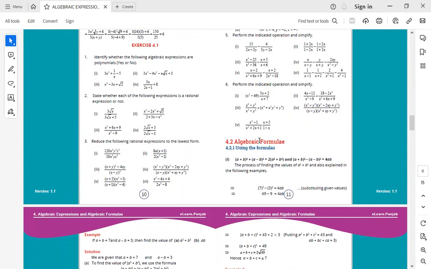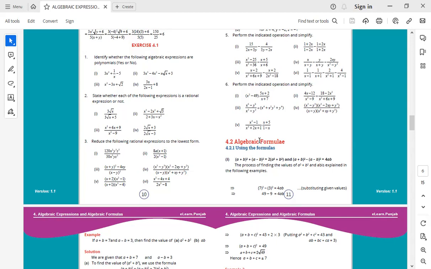Like 3x^2 + 1/x - 5, it's not a polynomial. Why is it not a polynomial? Only because of the reason 1/x. When x goes up, the power will become -1. I'm talking about question number 1, part 1. It's not a polynomial.